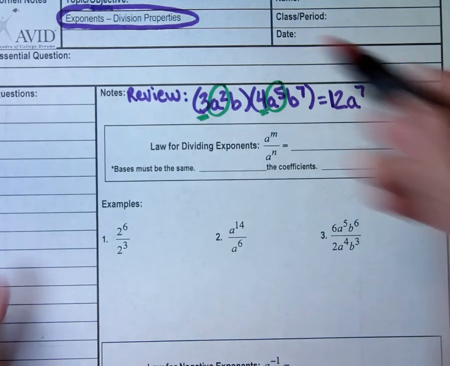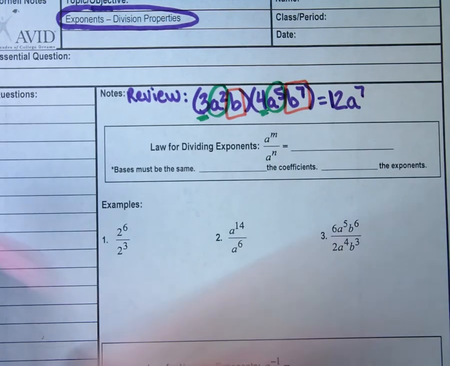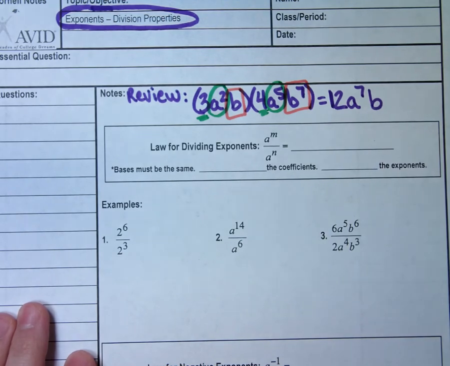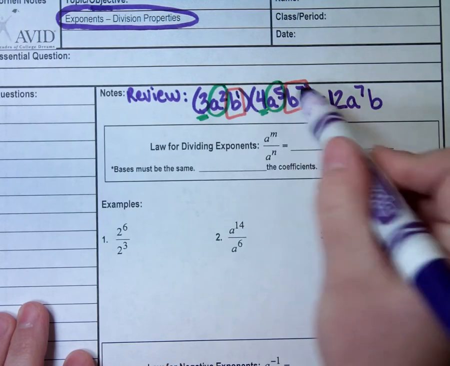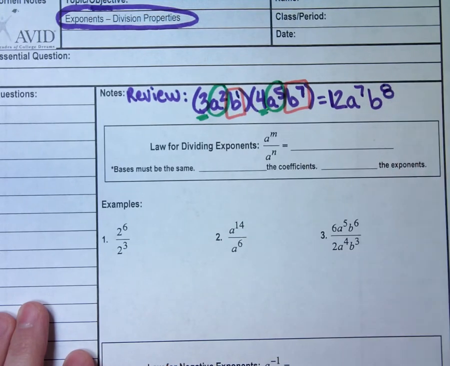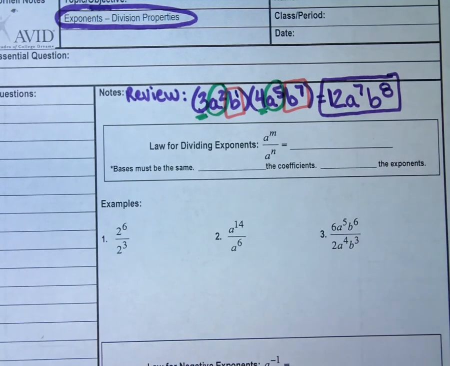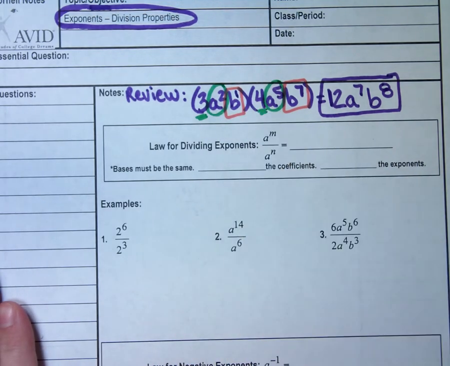Then I go to multiply my b's together, and same thing, whenever I'm multiplying the same base, I keep that base and I add the exponents. Remember, this b has an exponent of a 1, you just don't see it, and 1 plus 7 is 8. And that's my answer. So that's just a little recap of what the last lesson was about. We were multiplying, and when you multiply the same base, you add the exponents.